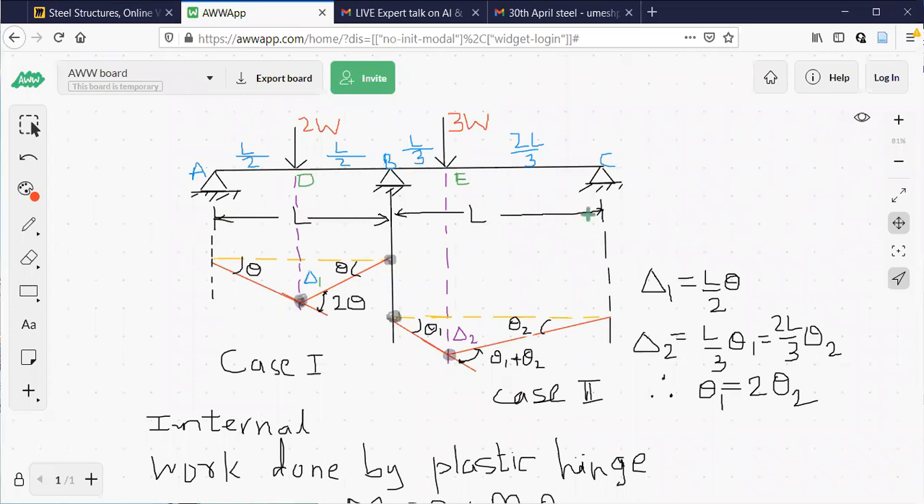It is a continuous beam, a two span continuous beam. A, B, and C are the supports. All are hinged. All are hinged. A, B, C. And one point load of magnitude 2W is acting at the center of span AB.